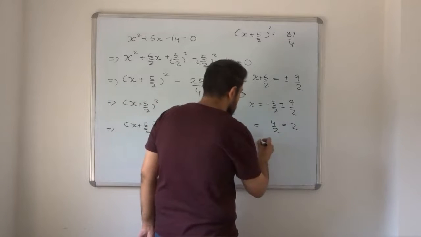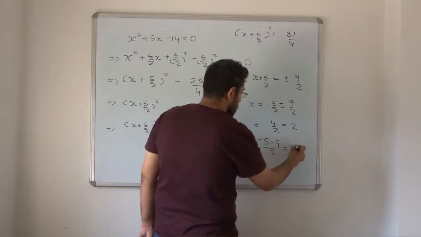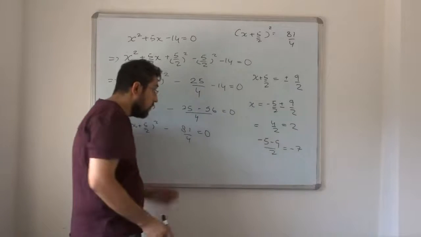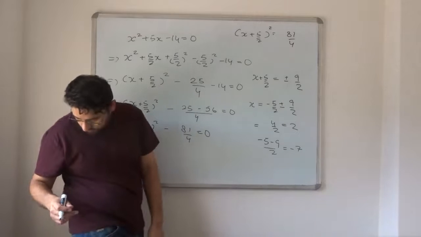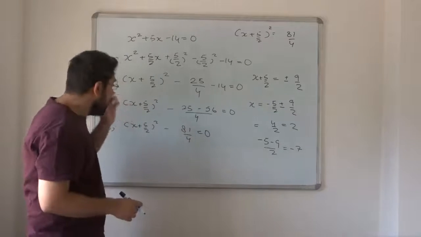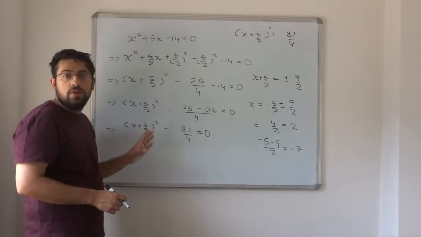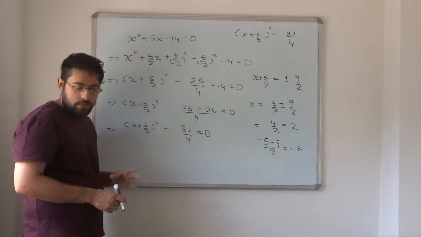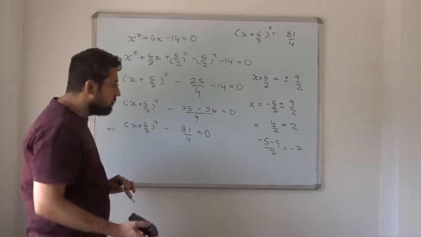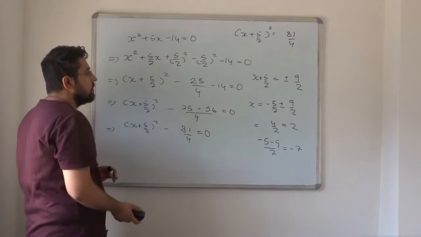The next value is negative 5 minus 9 on 2. So that gives you negative 7. Okay, so now guys, this problem has been solved as well. Now we're going to go on to the next example.